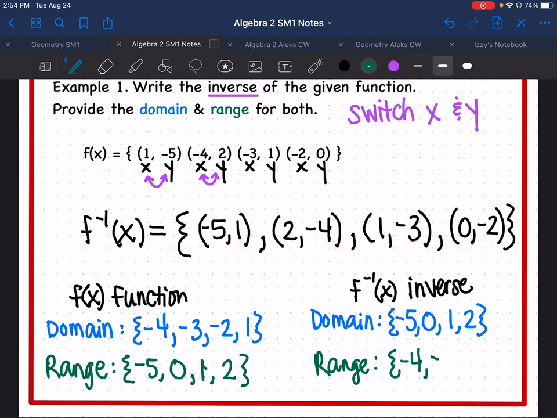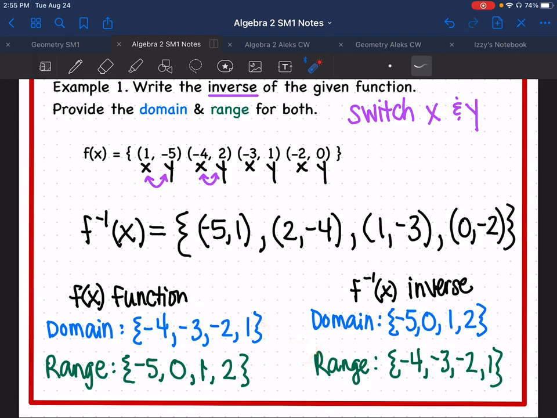Now take a look at what happened with my domain and my range. They've simply switched. That's because, remember, this is X and this is Y, and when we switch them, they just simply switch spots. So your range will become the domain of your inverse, and the domain of your original will become the range of your inverse.